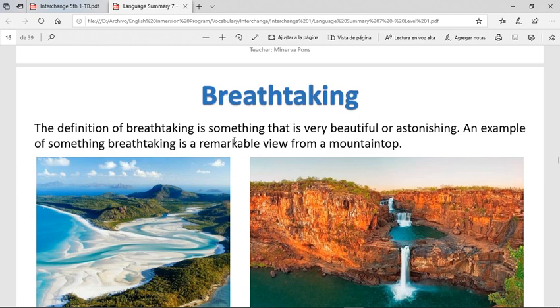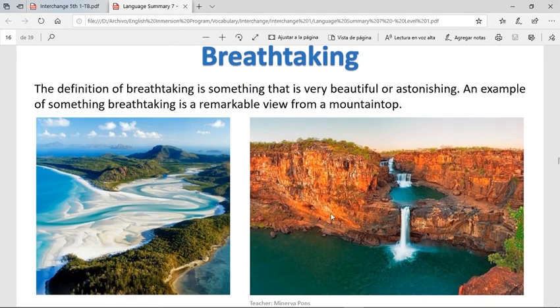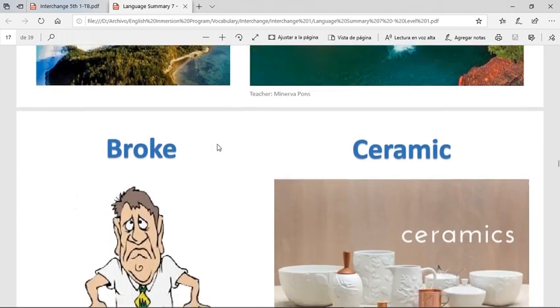Breathtaking. The definition of breathtaking is something that is very beautiful or astonishing. An example of something breathtaking is a remarkable view from a mountaintop. It's like something that is so awesome that you get so surprised that you cannot breathe. It's like the air gets out of your lungs. It's like, oh my god, that is breathtaking. For example, these views can be breathtaking.